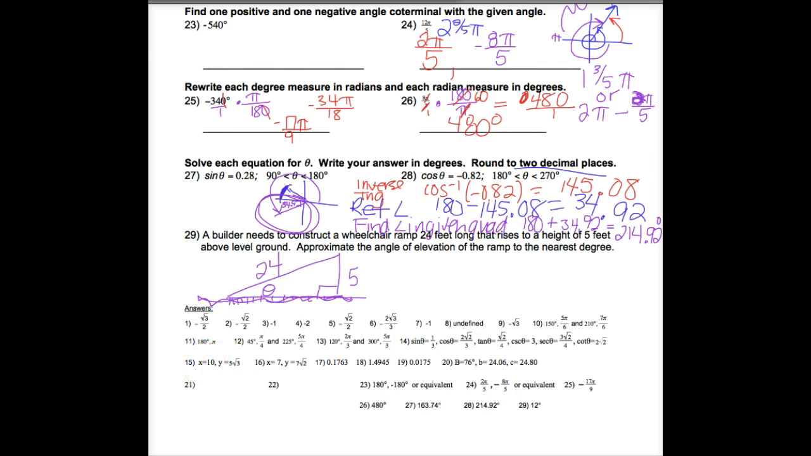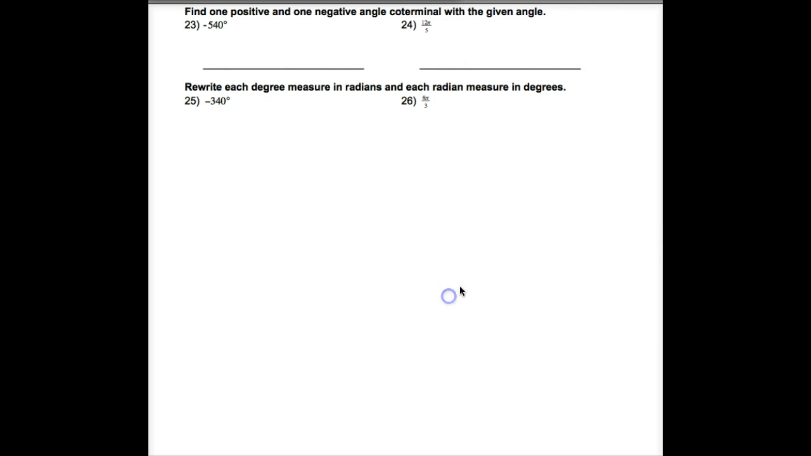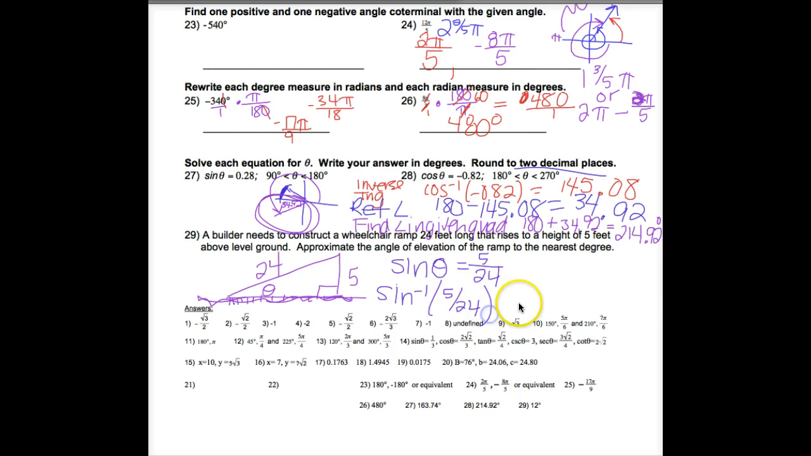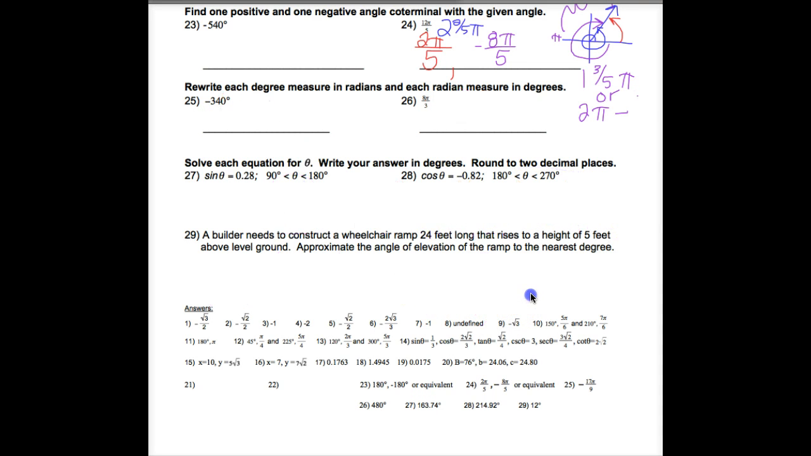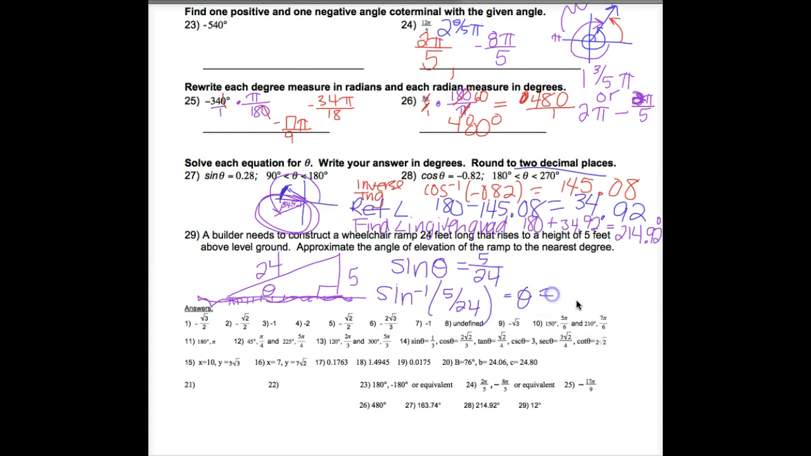Once you have the picture, all you need to do is set up your trig function. The 5 is opposite, the 24 is hypotenuse, so that's sine. Sine of theta equals opposite over hypotenuse. When I'm looking for theta, I'm going to use my inverse function. So inverse sine of 5 over 24 equals theta, which when you punch it in, hopefully you come up with 12.